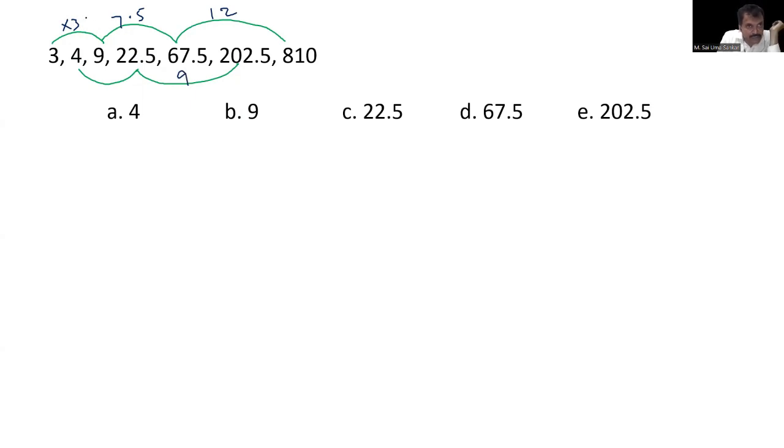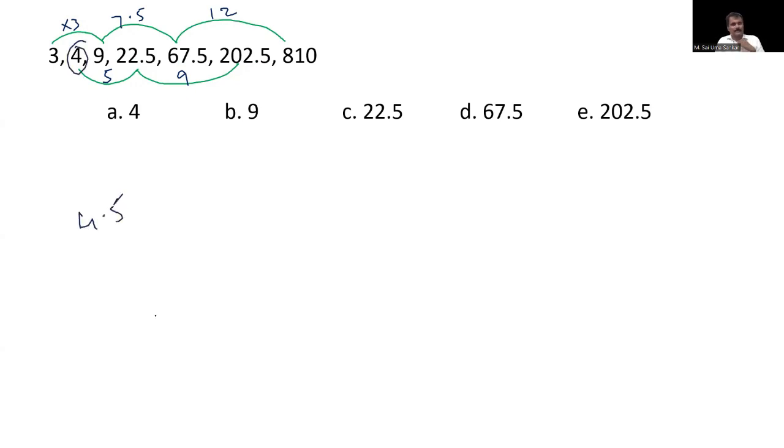Here the difference is 4. Suppose the difference is equal to 4, so this must be equal to 5. Here 22.5 by 2.5 is equal to 9. It's okay. 22.5 by 5 is equal to 4.5.